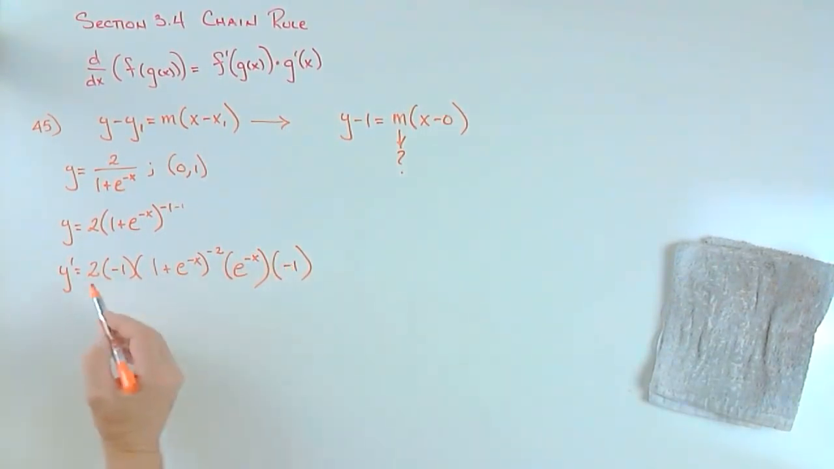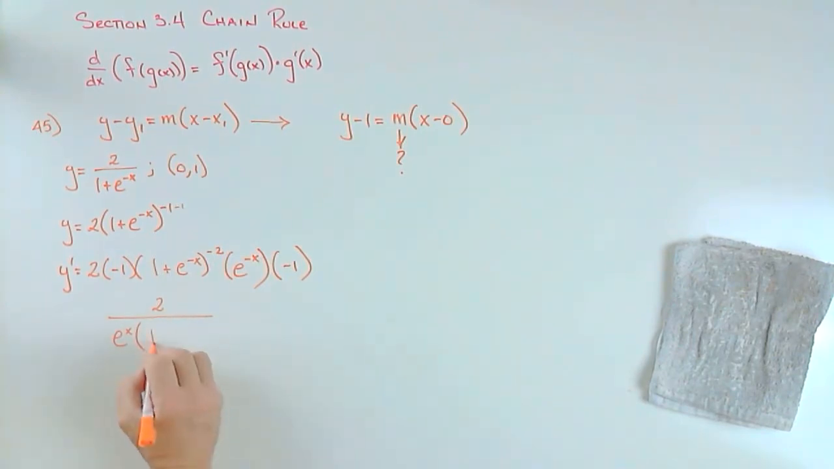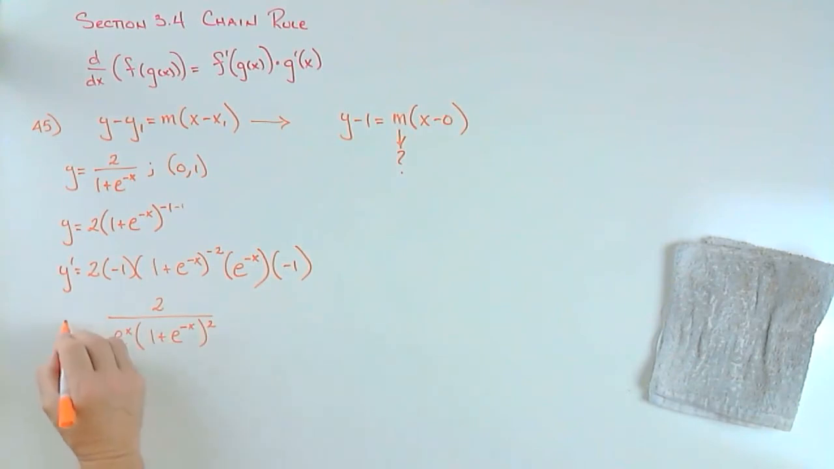Now, if we simplify this, we have minus 1 and minus 1. That's positive. We have a 2 that goes on the top. This has a negative exponent. That has a negative exponent. So we have e to the x there. And we have (1 plus e to the minus x) squared right there.